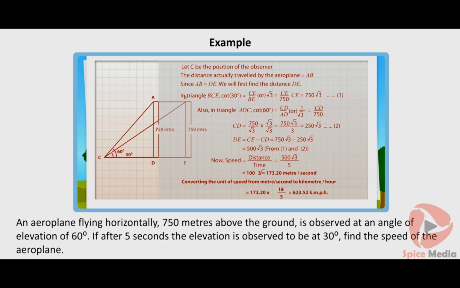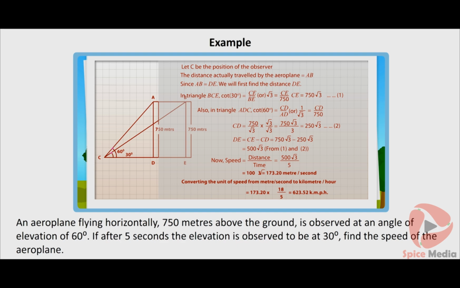Also, in triangle ADC, cot 60 degrees is equal to CD by AD, or 1 by square root of 3 is equal to CD by 750. Thus, on simplification, we get CD is equal to 250 into square root of 3. Name this as equation 2. Therefore, from equations 1 and 2, we get DE is equal to CE minus CD, which is equal to 750 into square root of 3 minus 250 into square root of 3, which is also equal to 500 into square root of 3.